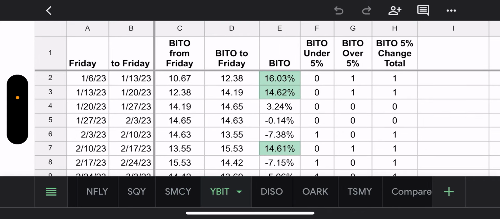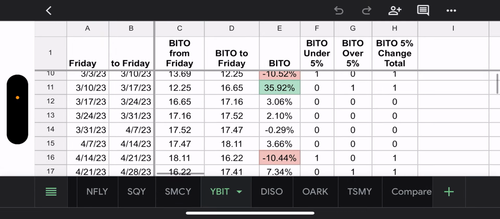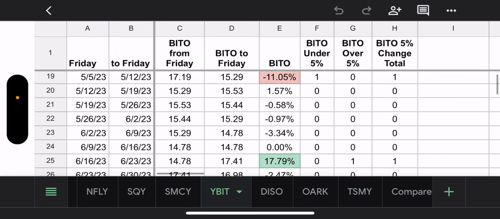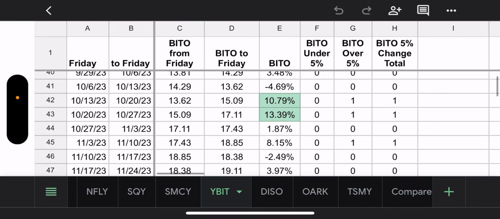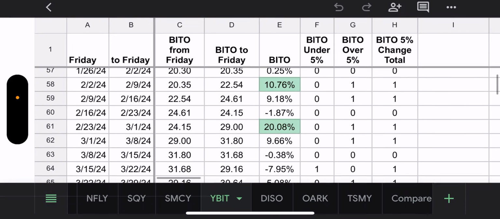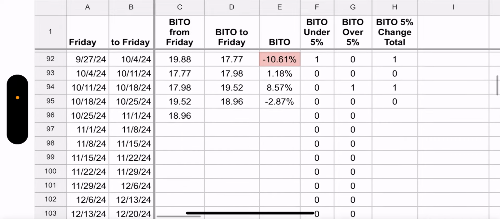Next up is YBIT. So their underlying is BITO. Still don't know why it's BITO, because BITO has a massive dividend. I wish they would just own the underlying. Anyway, BITO, if you look here, up 16%, up 14%, up 14, down 10, down 35, down 10, down 11, up 17, down 11, up 10, up 13, up 14, up 10. So BITO has a lot of movement, clearly has a lot of movement.